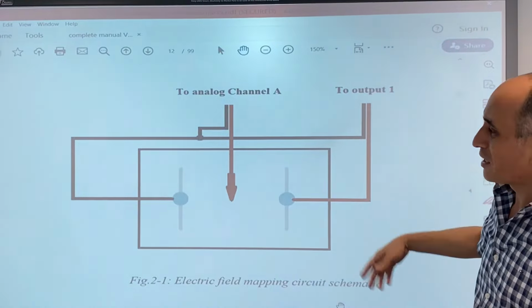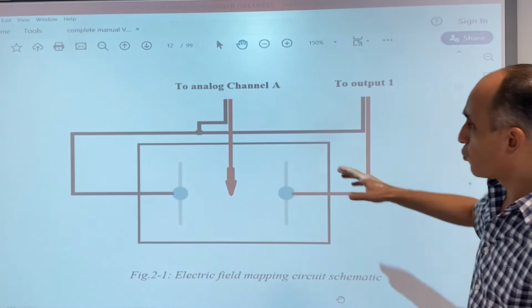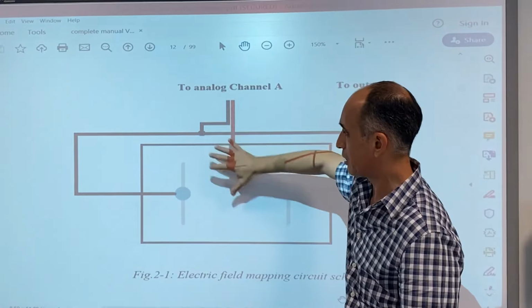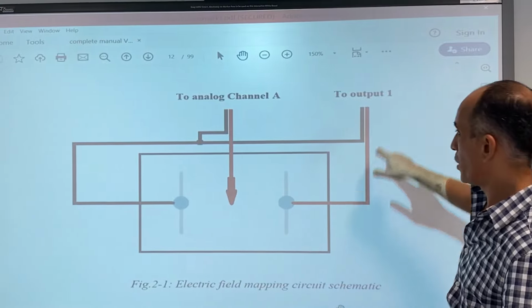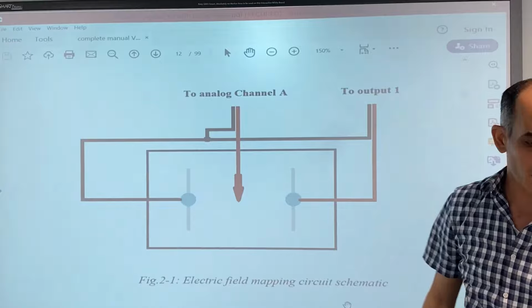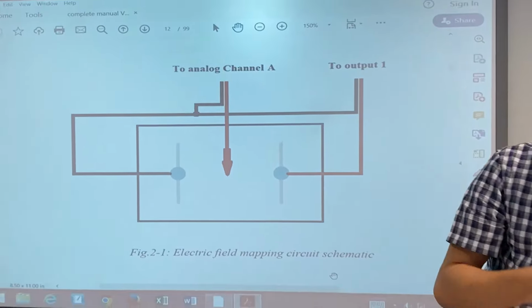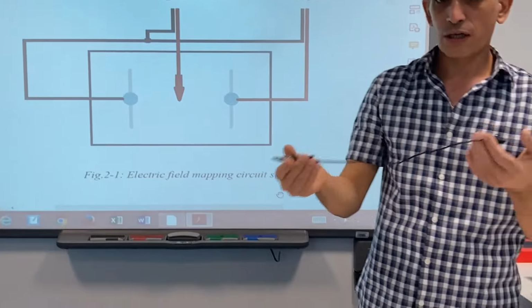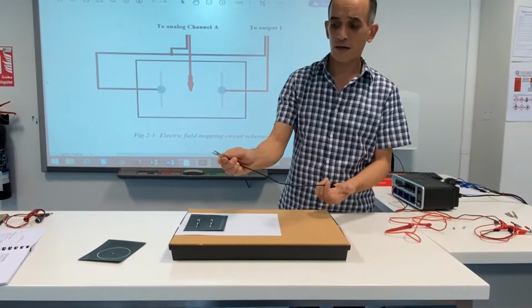In order to connect a circuit like this, first of all, let's simplify the circuit. So we will ignore this connection right here and pretend that we only have these two wires, which are connected to output number 1, which is, remember, the power supply. In order to connect the wires to the pins, we will use a crocodile clip.